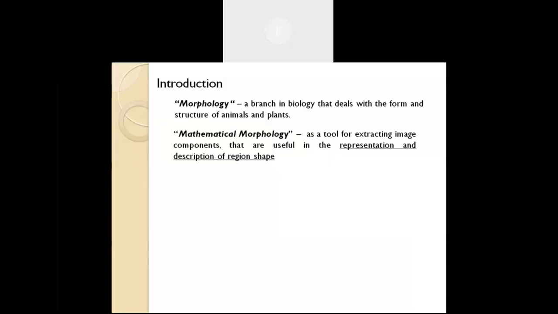Mathematically, morphology can be defined as a tool which extracts image components that are useful in the representation and description of the shape of the region. So to detect a specific region of our interest and to extract information about these components, we use morphology in image processing.